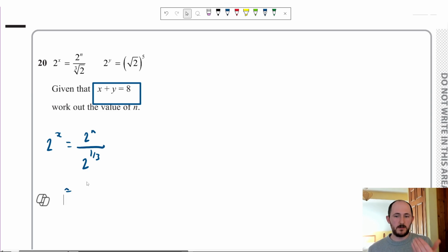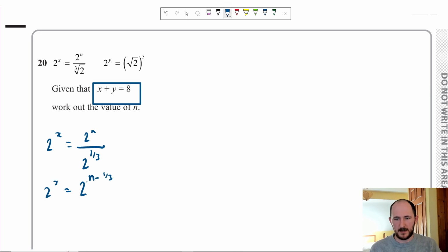What happens when you divide two bases? You make it a subtraction. So 2 to the power of n minus a third equals 2 to the power of x, which means x is equal to n minus a third. Because remember, both sides of these should be equal.